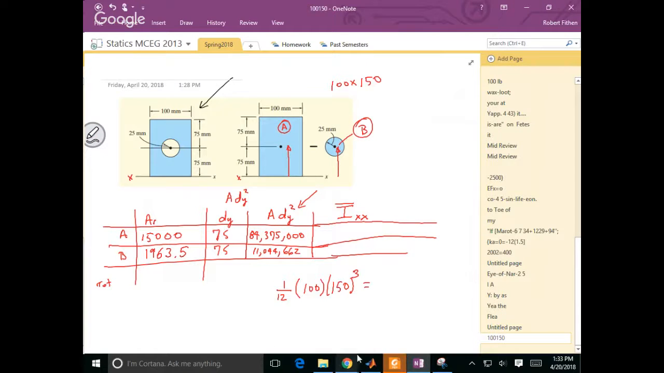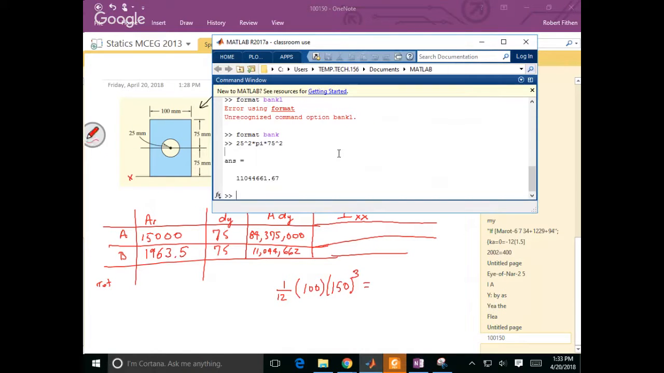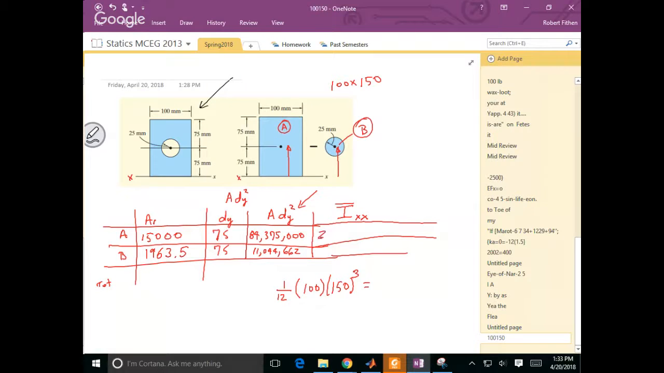Okay, so I'm going to use MATLAB to figure that one out. 100 times 150 to the third, not squared, divided by 12. Okay, 28,125,000. So that is the number that goes here.